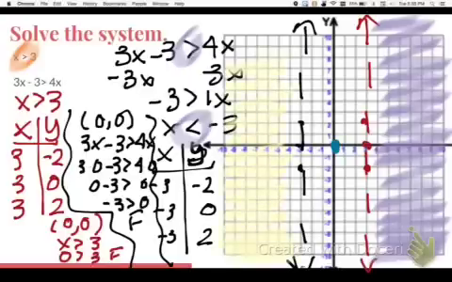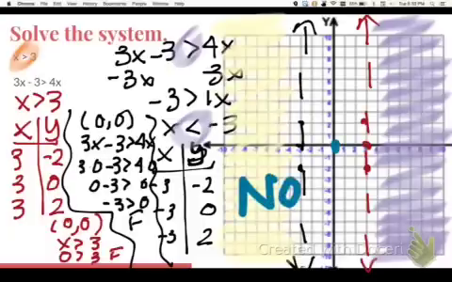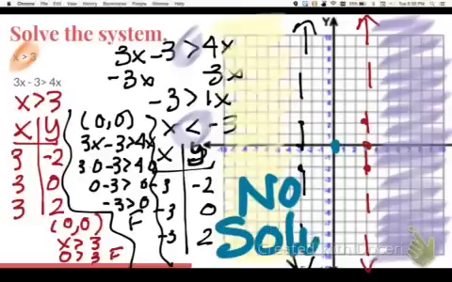So ladies and gentlemen, hopefully it is clear and obvious to you again that I will not have any overlap. Reason being, I have two vertical lines shading in opposite directions, so there'll never be any overlap. So my answer is, there is no answer, no solution.